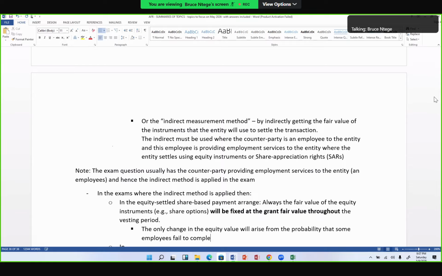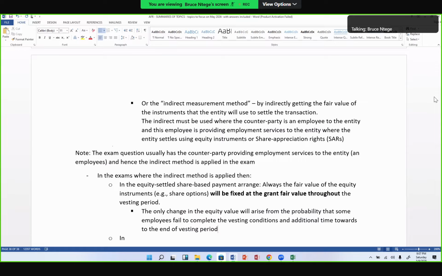But also, the other will be the additional time span towards the end of the vesting period. So that's the figure that will keep changing that value. Year one, the value could be different from year two, because in year two, the number of employees that were part of the scheme has reduced, since some of them have not satisfied the conditions. But secondly, year two cumulatively gives us an additional value, because you're getting closer to the maturity date.